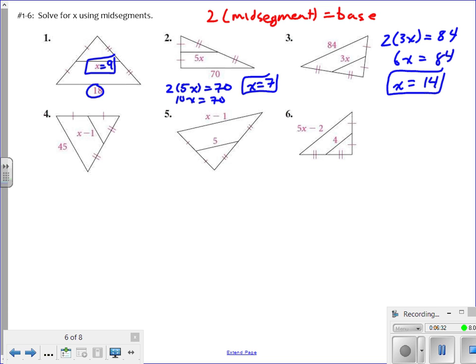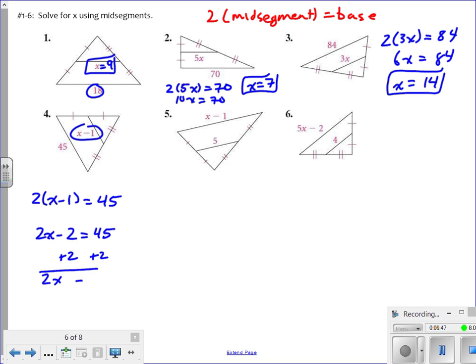Here the algebra gets a little bit more involved, so 2 times x minus 1, right? This is the mid-segment, so 2 of those equals 45. Make sure you distribute. So 2x minus 2 equals 45. Add 2 to both sides, so 2x equals 47. Divide both sides by 2. X equals 23.5.